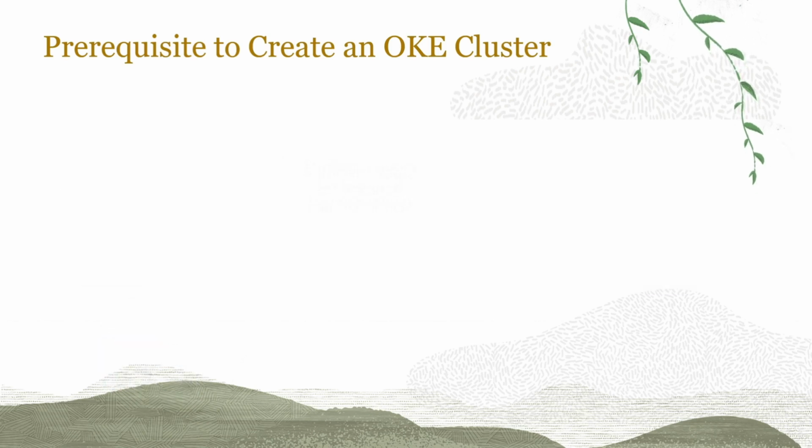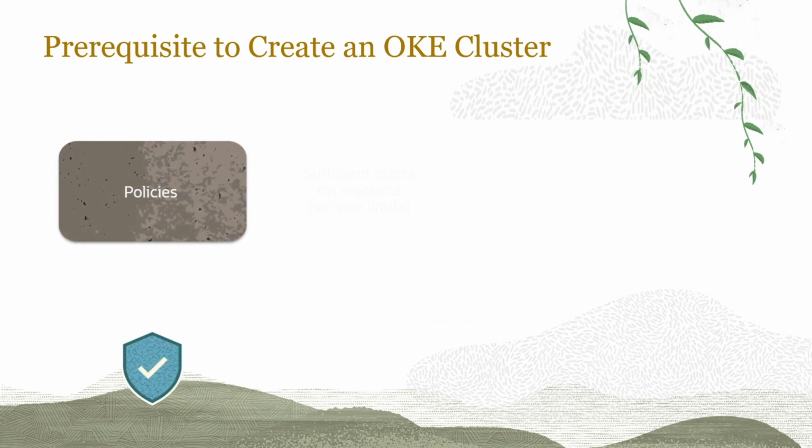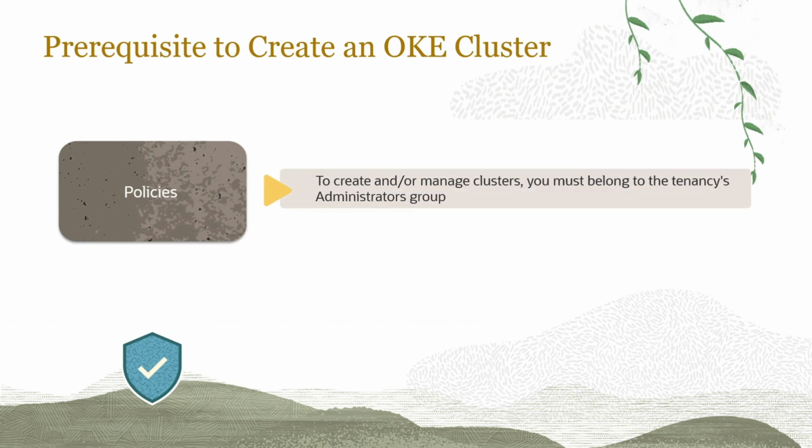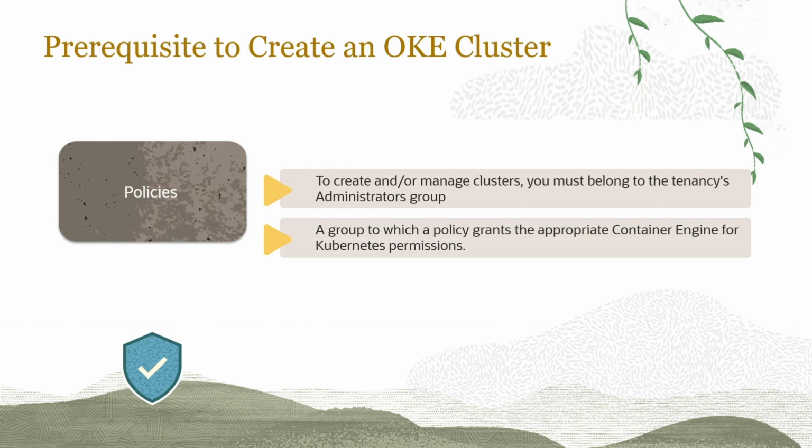Let's talk about policies. To create and manage clusters effectively, you need to belong to one of the following groups. Firstly, the Tenancy Administrators Group. This group carries the necessary permission to oversee Container Engine for Kubernetes. Alternatively, you can be part of a group to which a policy grants the appropriate Container Engine for Kubernetes permissions, which we will cover further in the upcoming lessons. Remember, policies play a crucial role in granting and managing permissions, so ensure that you are part of the right group or have the appropriate policies in place.